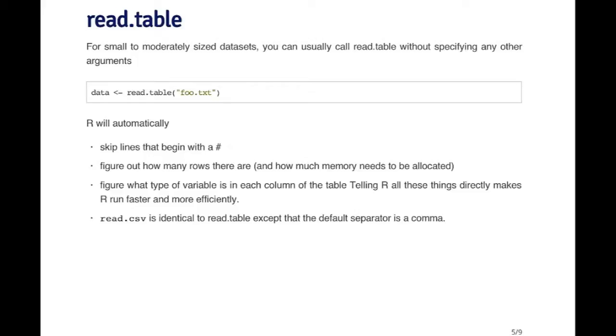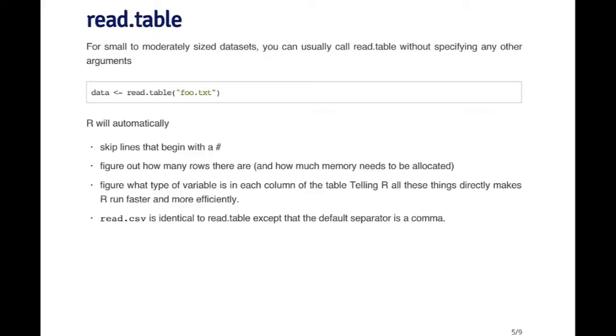It will automatically skip any lines that begin with the comment symbol. It will figure out how many rows there are, and again, it'll figure out what type of variable is in each column of the table. You can tell R all these things if you want to, and the reason you might do that is to make it run faster and more efficiently. With small and moderate-sized data sets, there's usually not much advantage to doing that because it'll be pretty fast and pretty efficient as it is.